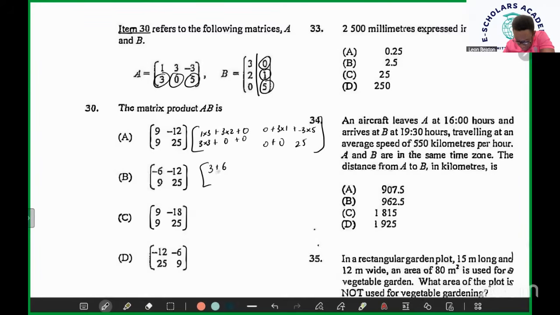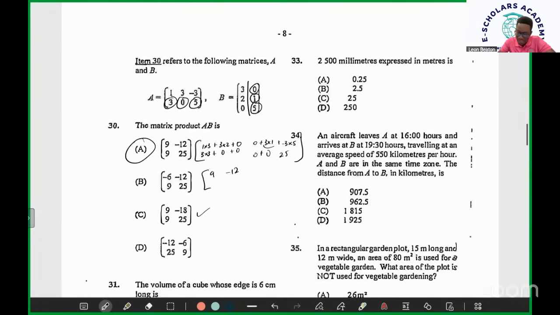3 and 6 would be 9, so we got this answer as 9. We've got to continue: 3 times 1 is 3 plus negative 3 times 5 is negative 15. So 3 minus 15 would be negative 12. So we can go with A. You don't have to continue or finish off. As you can see, if you're not good with directed numbers, you're looking thin here. You've got to be good with directed numbers. All right, so that was that for this.